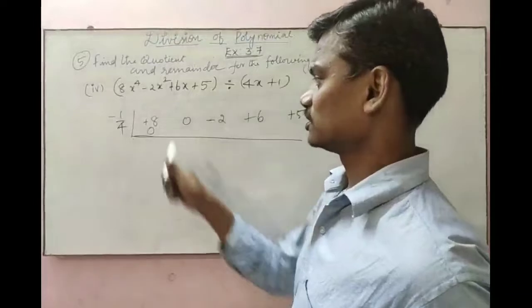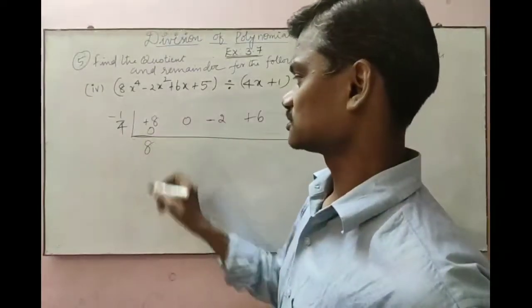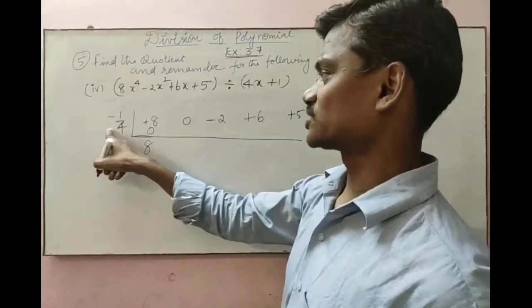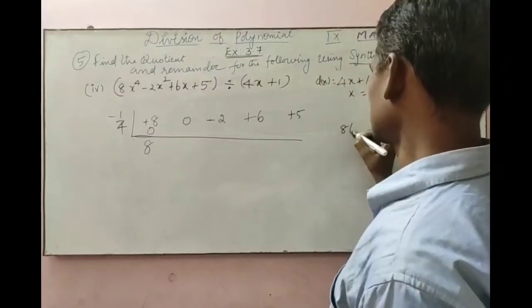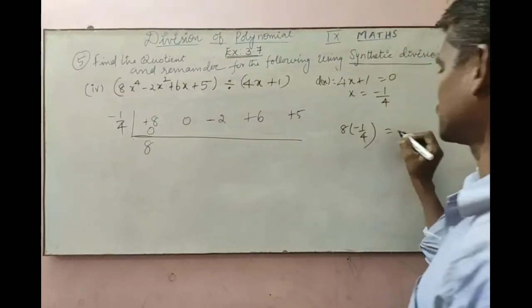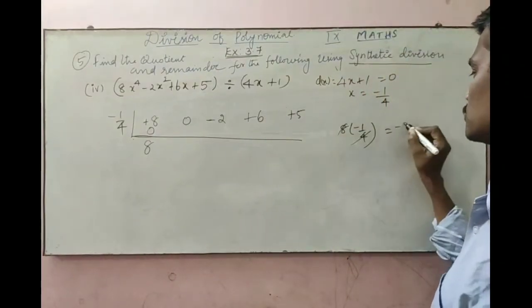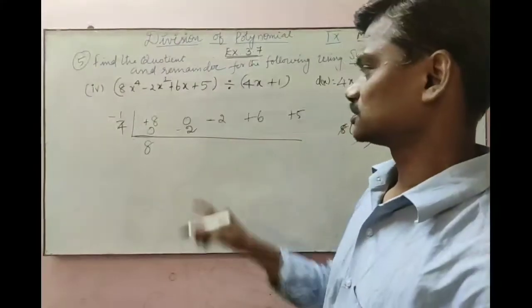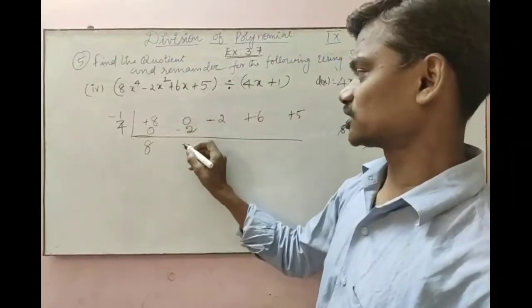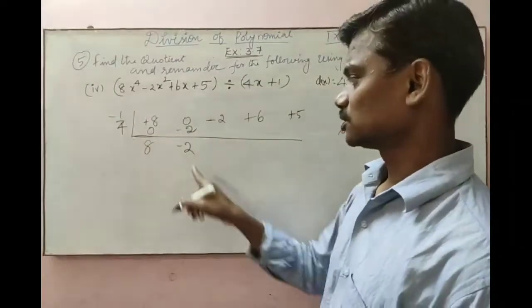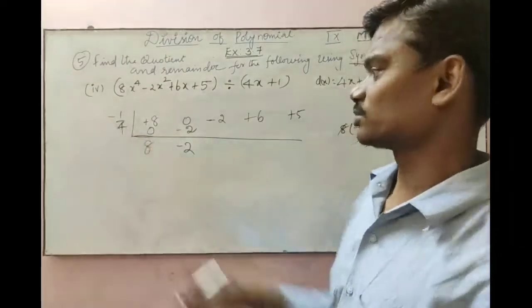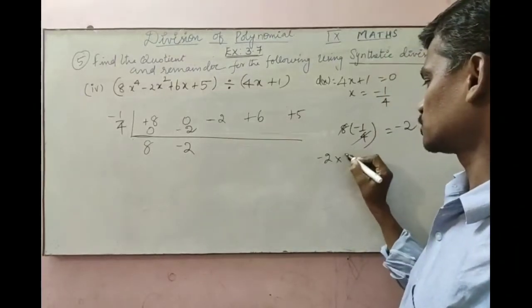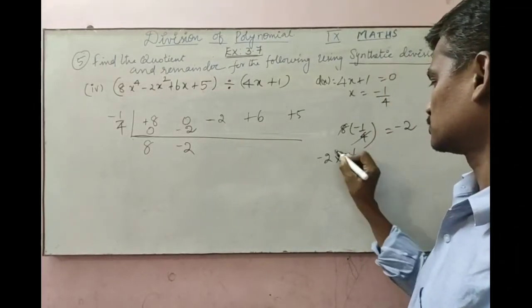8 plus 0 gives 8. 8 into -1 by 4 gives -2. So write the -2 here. -2 plus 0 gives -2. -2 into -1 by 4.